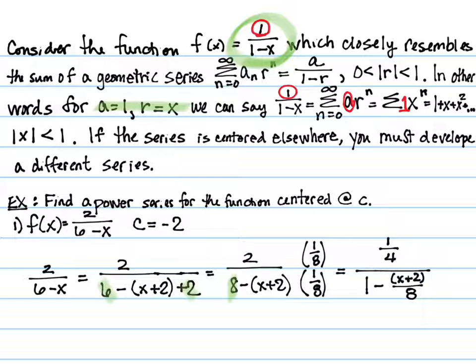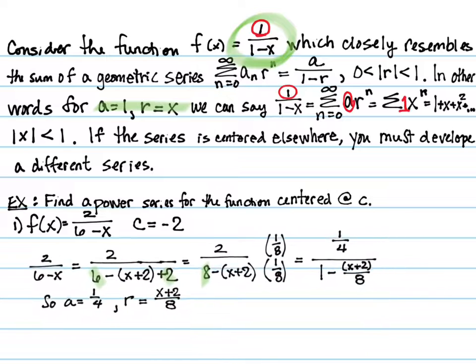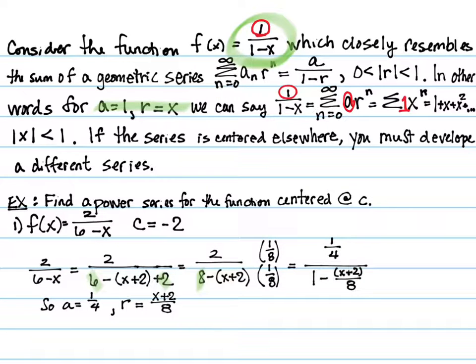Well, at this point, we can actually identify what A is equal to. What is A? 1/4, yeah. And what is R? X plus 2 over 8. Yeah, it's the part that's at the end, the x plus 2 over 8. Okay, so we're making connections. Trying to piece the pieces together in a reasonable way.